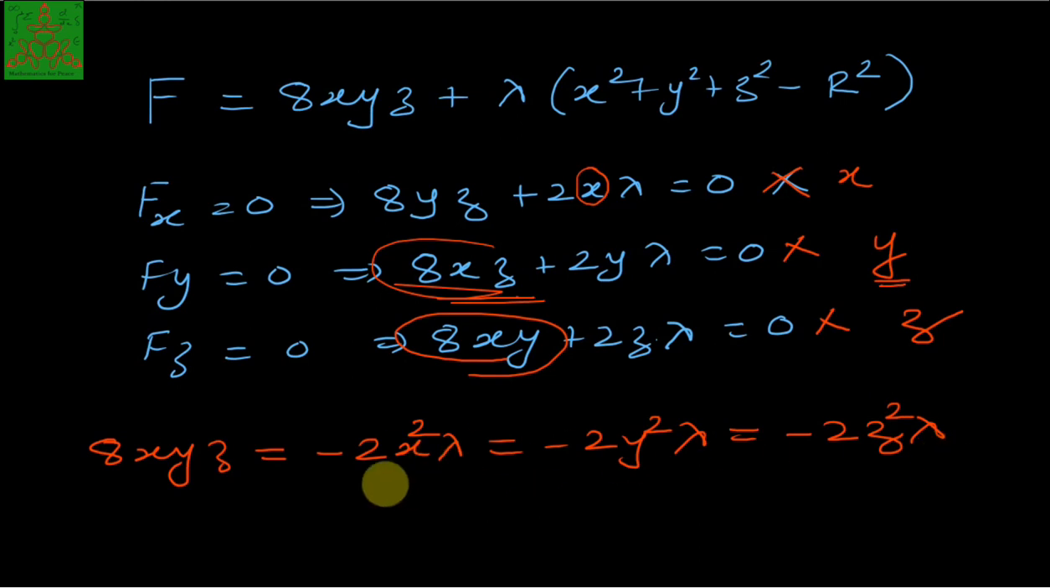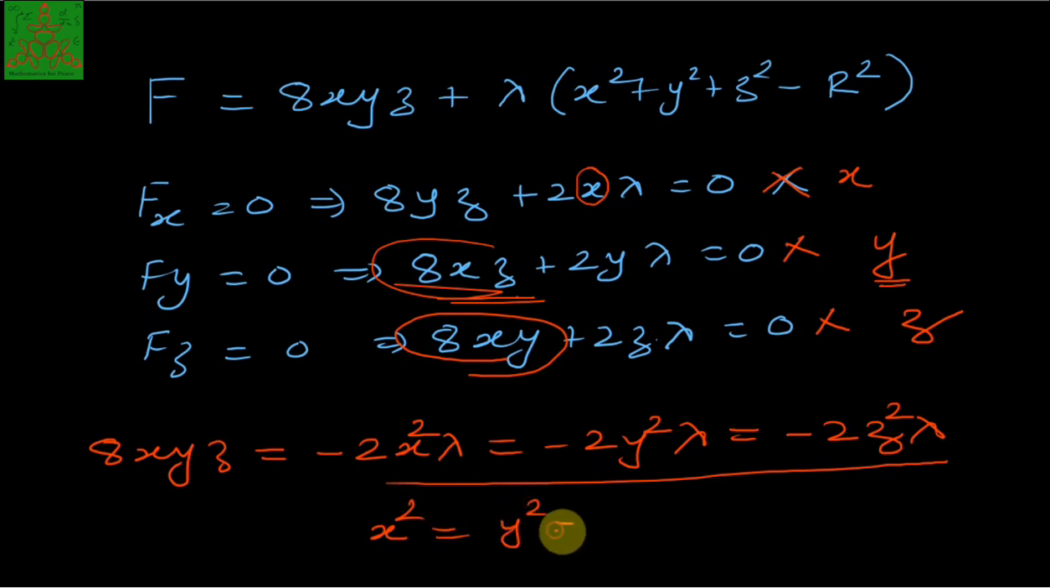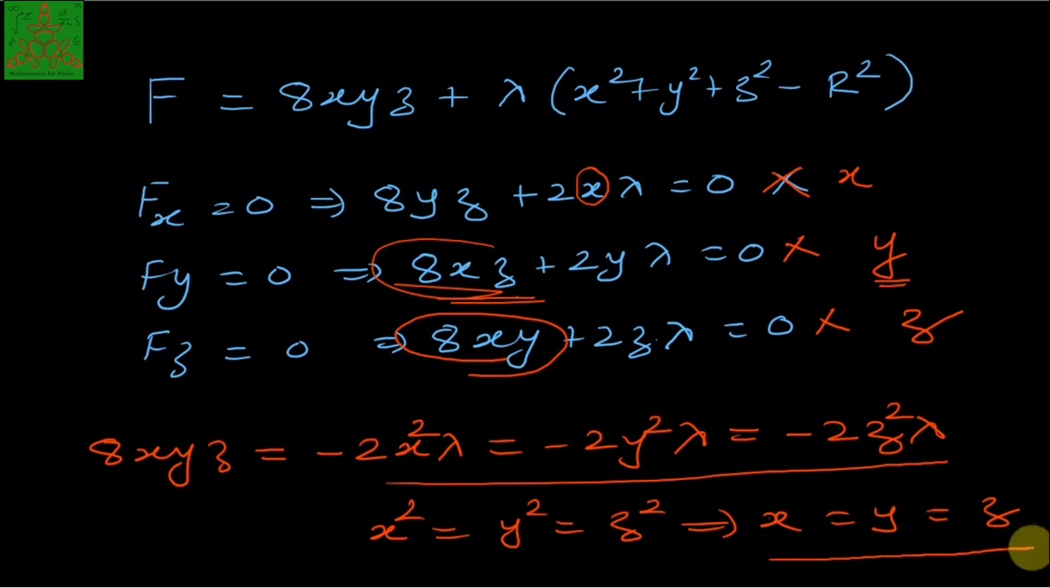If you see these three, it gives you x square equal to y square equal to z square, and that implies x is equal to y equal to z, because we cannot take the negative value, as x, y, z are the length, height and width of the rectangular box. Since x is equal to y equal to z, using the Lagrange multiplier method we can say that the length, breadth and height are equal. So your rectangular solid is nothing but the cube. That completes the solution for this example.